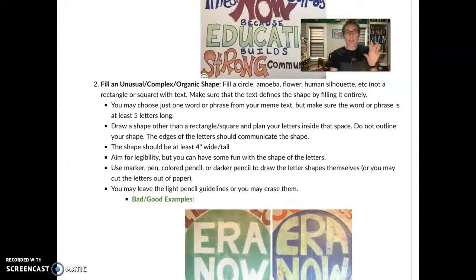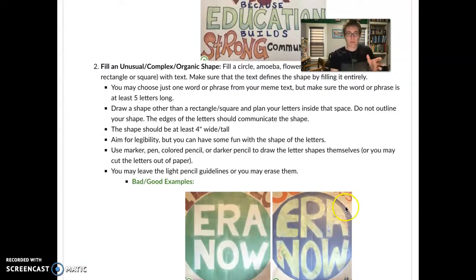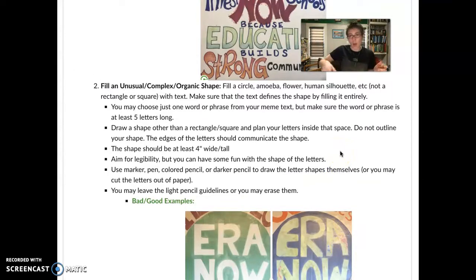Number 2, fill an unusual shape. So it doesn't have to be super unusual, just not a rectangle, right? So it can be a circle, it can be a flower, it can be a person, it can be a rocket ship. What I want you to do here is draw that shape, whatever that non-rectangular shape is, draw it in with pencil. And then I want you to use whatever word that you're using, and fill it completely. So I don't want you to draw a circle and write circle across it. I want you to stretch out the letters so that they get tall when they get to the middle and they get shorter when they get to the outsides.